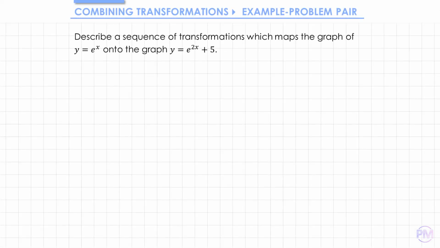Okay, in this example we need to describe a sequence of transformations which maps the graph of y equals e to the x onto the graph of y equals e to the 2x plus 5. Often when you're describing transformations, you'll find that you tend to use your intuition quite a bit. By that I don't mean there's anything magical about finding these, but you will find that the more experience you have at solving these kind of problems, the more you just start to see the answer to them. So if at first you find you're really struggling to spot the transformations, be assured that given time you'll probably get better at it.